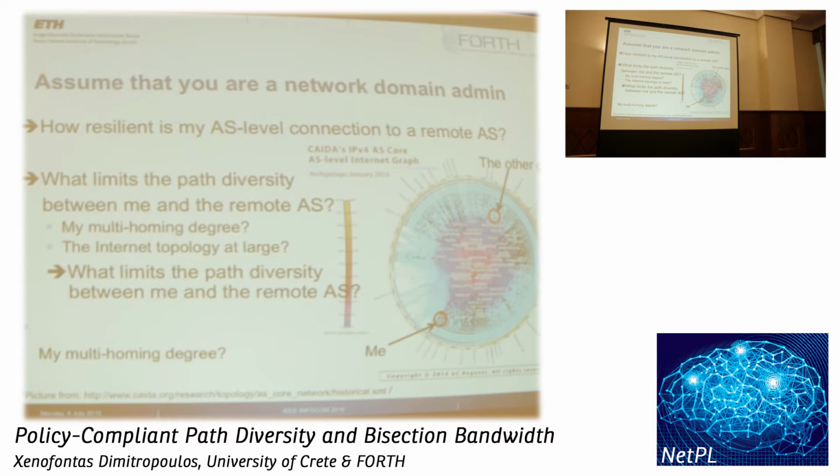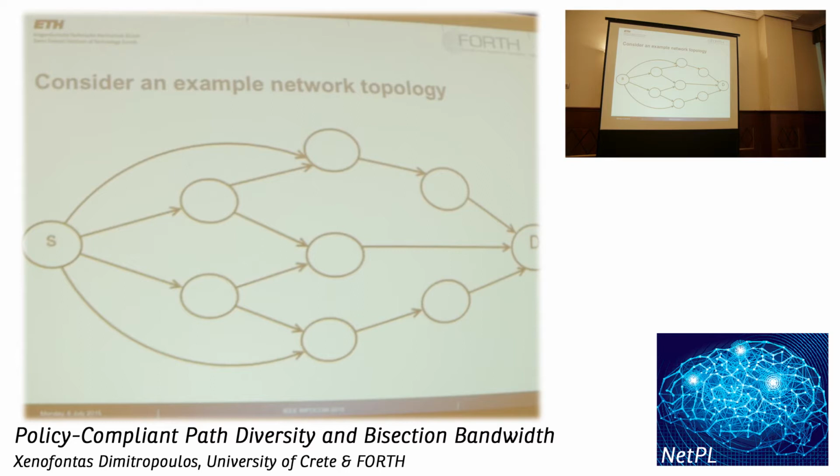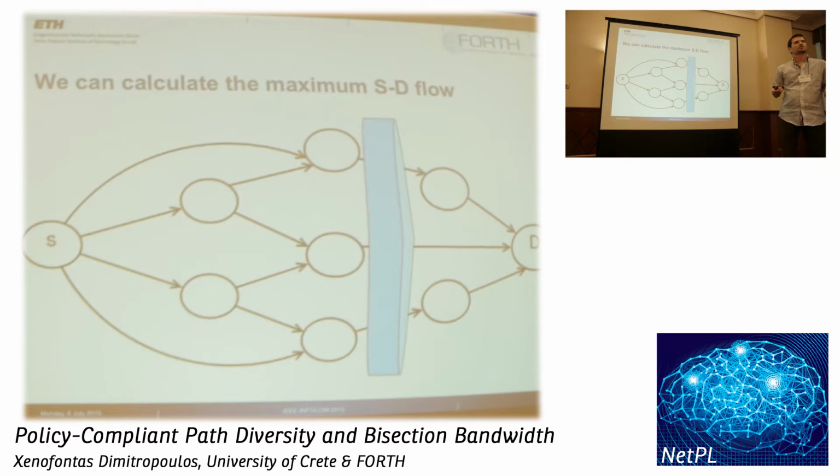To make this example more concrete, let's assume that we have a source and a destination, and we have this topology, and that we want to compute the path diversity in this graph. You will tell me that a straightforward way to do this is to compute the min cut between the source and the destination. And the min cut obviously gives us the number of links that we need to fail before the connectivity between S and D gets disconnected.